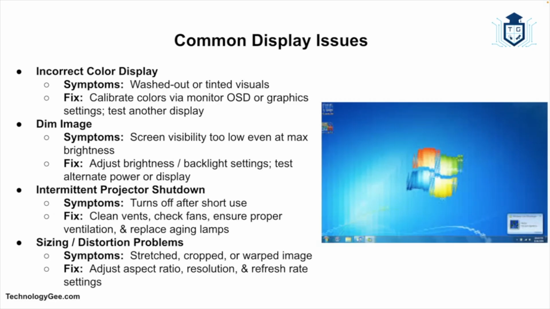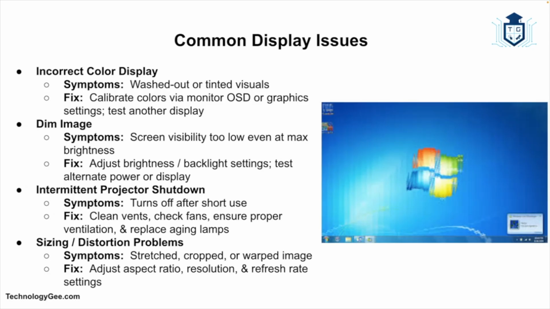How you troubleshoot this is you want to adjust your color settings. So you want to access the monitor's on-screen display menu, or the OSD, and adjust the color settings, because most displays have settings for brightness, contrast, and color saturation. You want to check the graphics card settings. So if you're using a PC, check the graphics card settings in the control panel, because you can adjust color calibration there as well. And then you want to test with another display. So connect the device to another monitor or projector to see if the problem is with the original display.